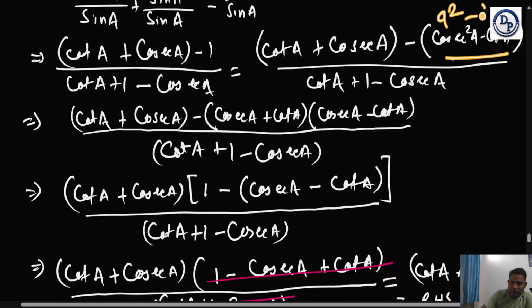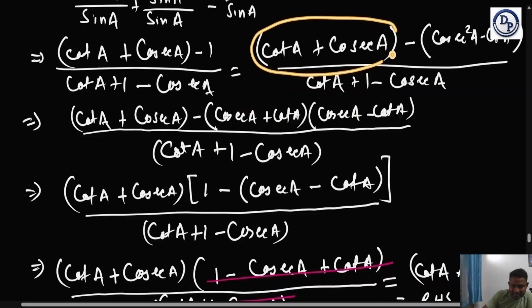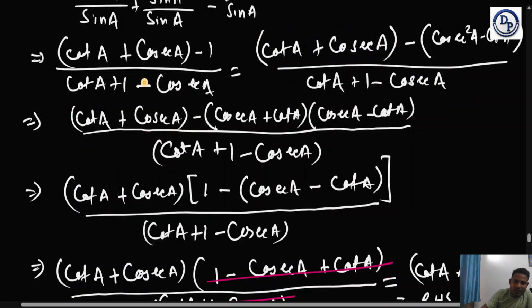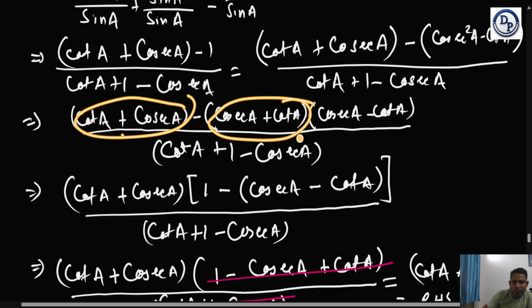Now again we'll get A square minus B square. So I did A plus B, A minus B, simply, and this term remains as usual. And in the numerator as well, I haven't done any expansion or anything. Okay. So now here you can say, from here cot A plus cosec A and cot A plus cosec A can be taken common from these two terms. So I took the same.